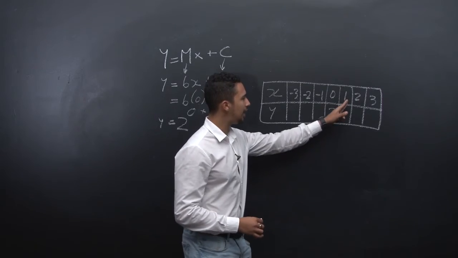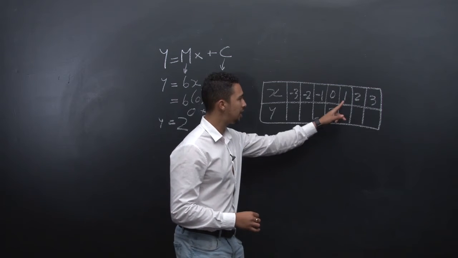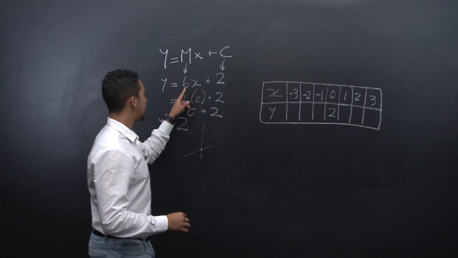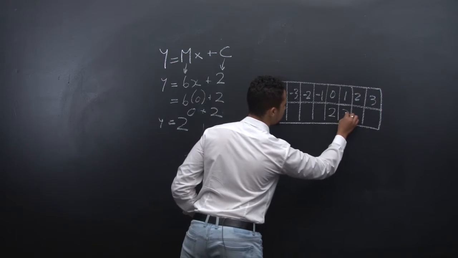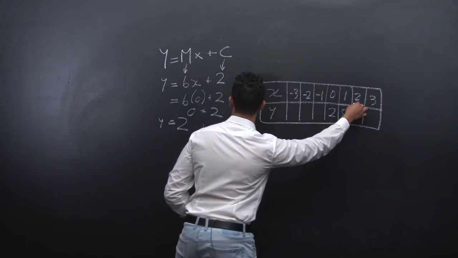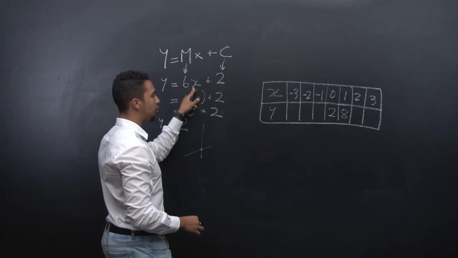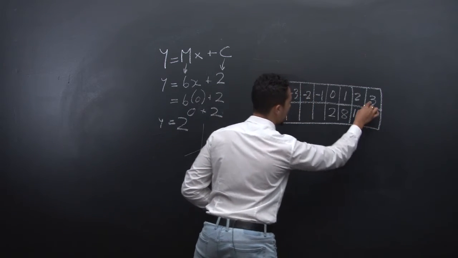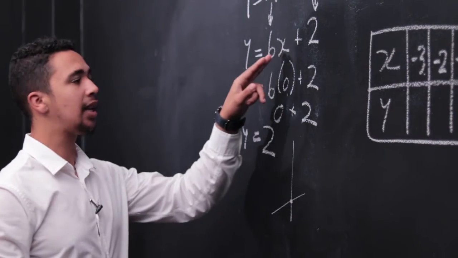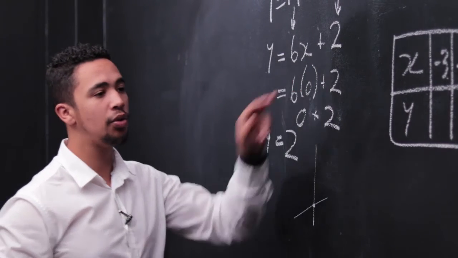So let's look at when x is equal to 1. If we substitute 1 over here, 6 times 1 is 6, plus 2 is equal to 8. If we substitute 2, 6 times 2 is 12, plus 2 is equal to 14. If we substitute 3, 6 times 3 is 18, plus 2 is equal to 20.